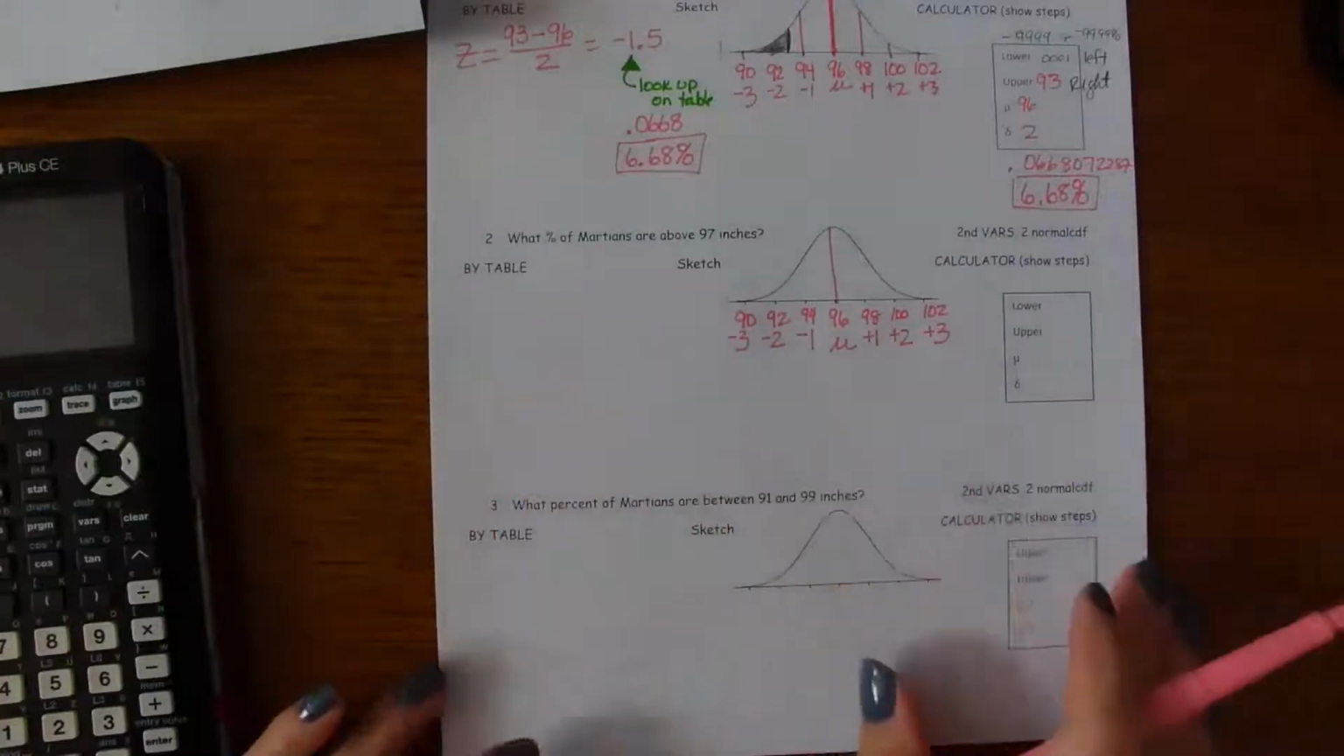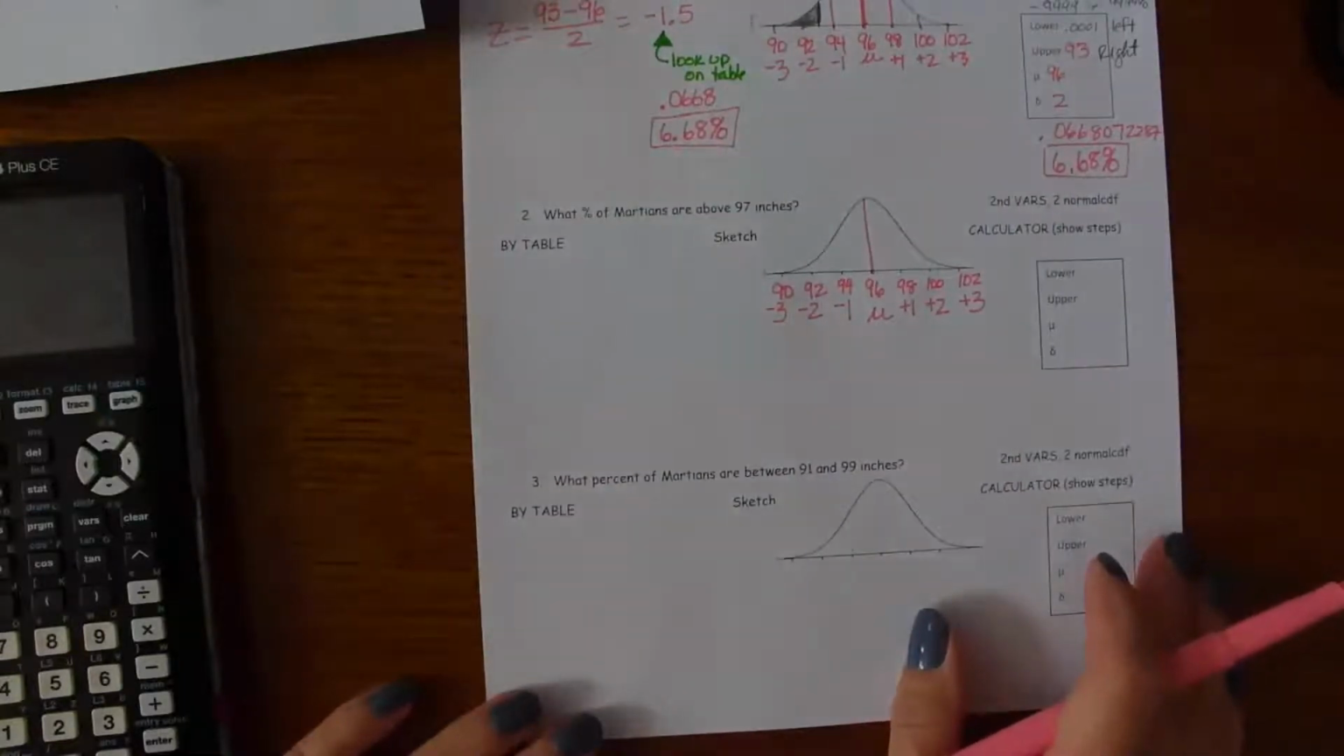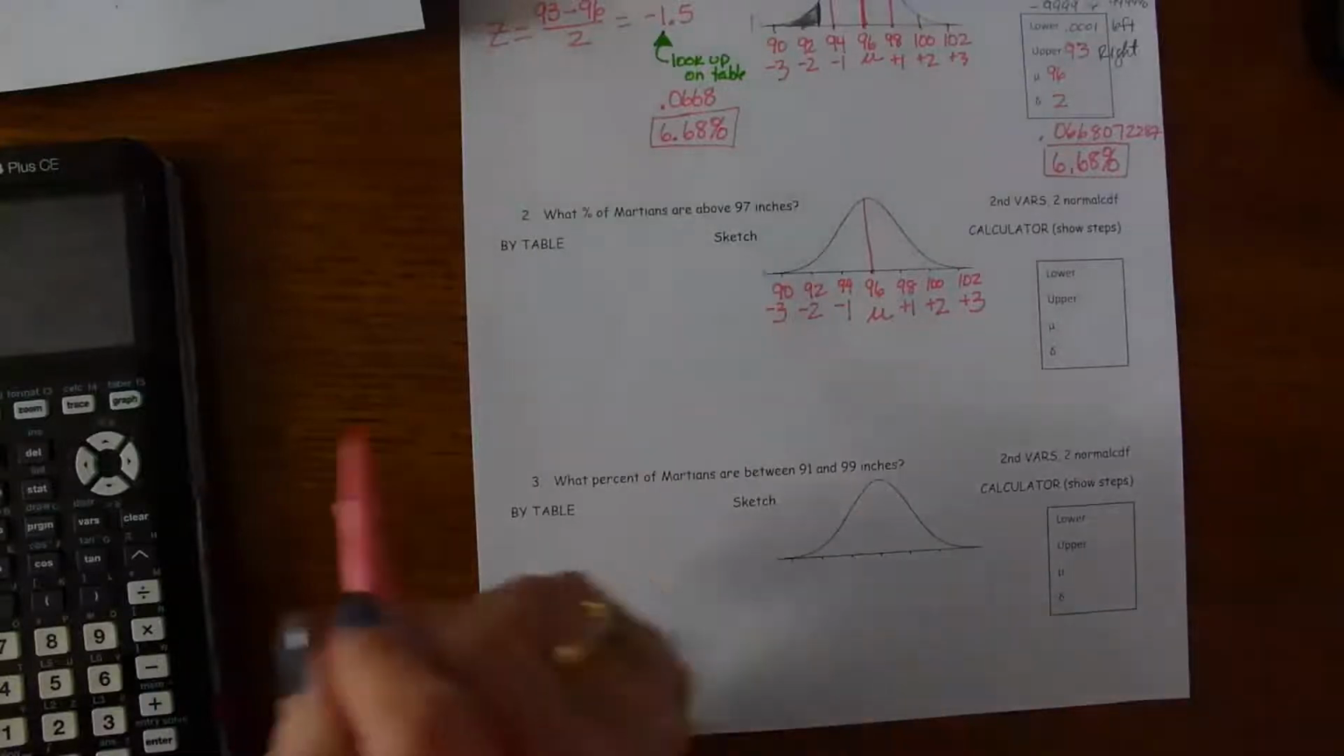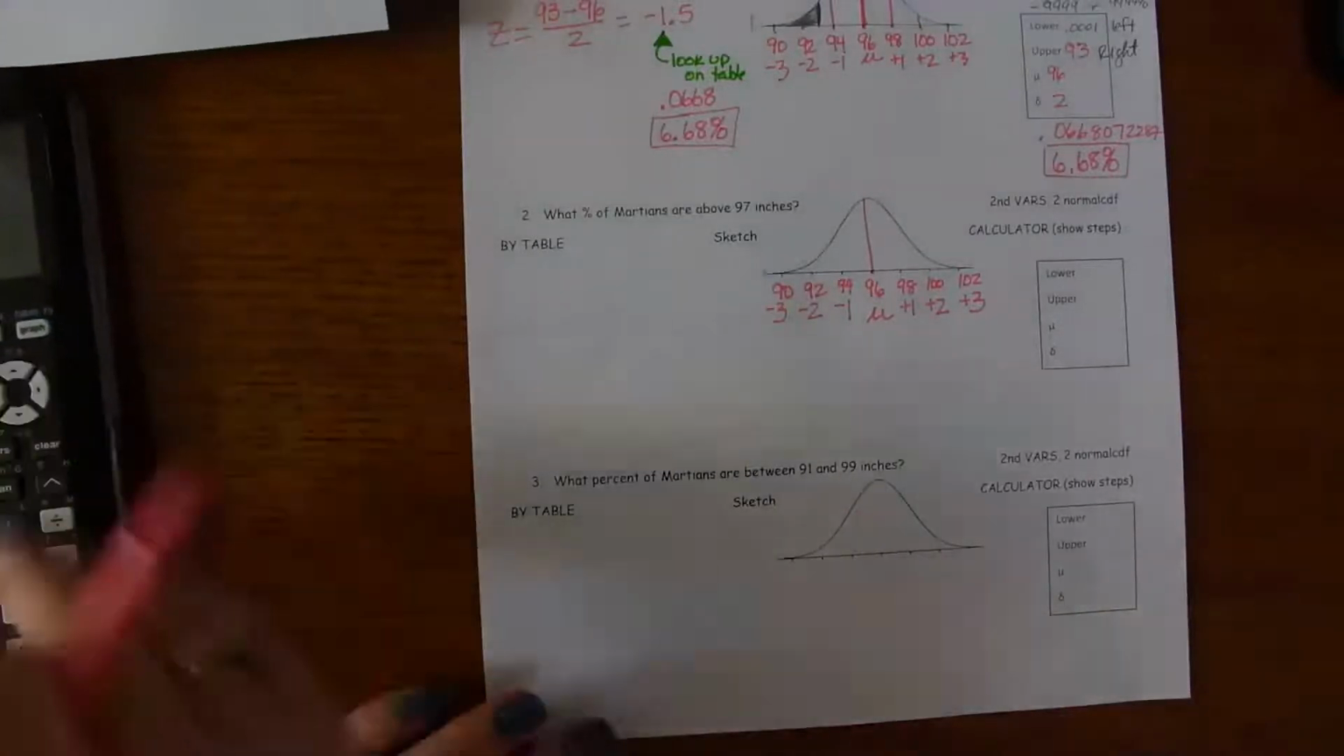So now it wants to know what percent of Martians are taller than 97 inches. I want to know how many there are. Maybe I need to buy them some earth clothes while they're here, right?